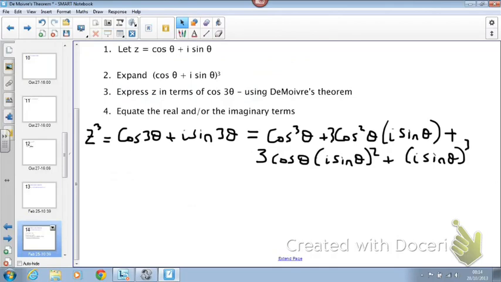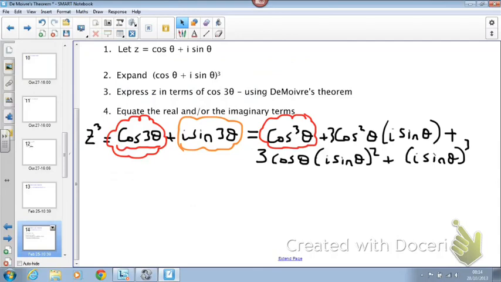Now let's look at that again. If we want an expression for cos 3θ, which is what we wanted, we look at the corresponding sides. For a complex number, we've got a real part and an imaginary part. The real part on the left-hand side is cos 3θ, which is what we want. And if we look at the real parts on the right-hand side, that would be this component here.